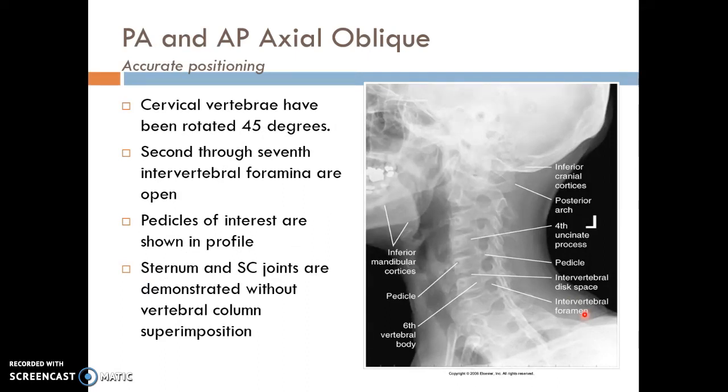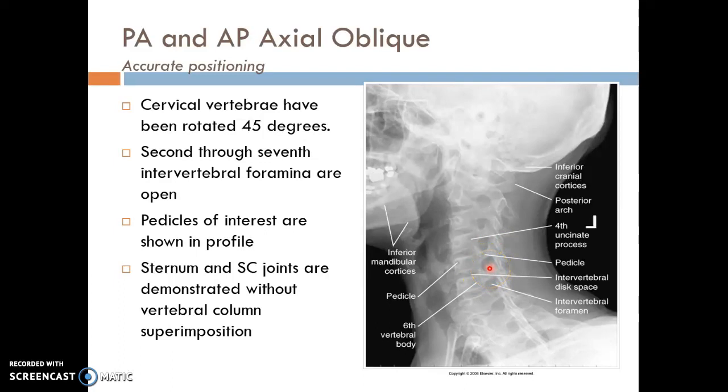For an accurately positioned PA or AP axial oblique, the cervical vertebrae have been rotated 45 degrees. The 2nd through the 7th intervertebral foramina are open. The pedicles of interest are in profile. So here are the pedicles. This little piece that projects posteriorly are the pedicles. The intervertebral foramina are open.